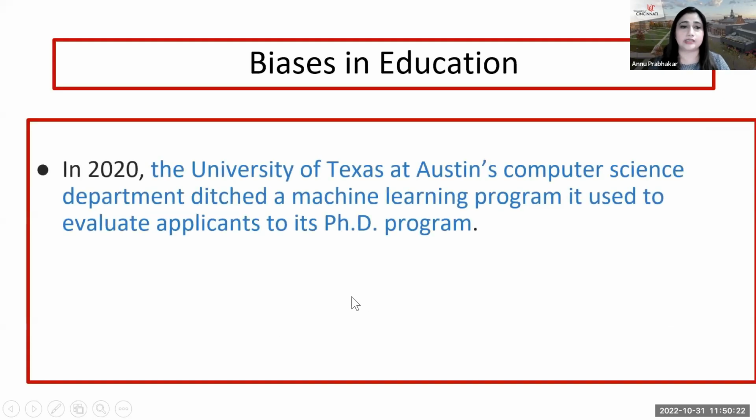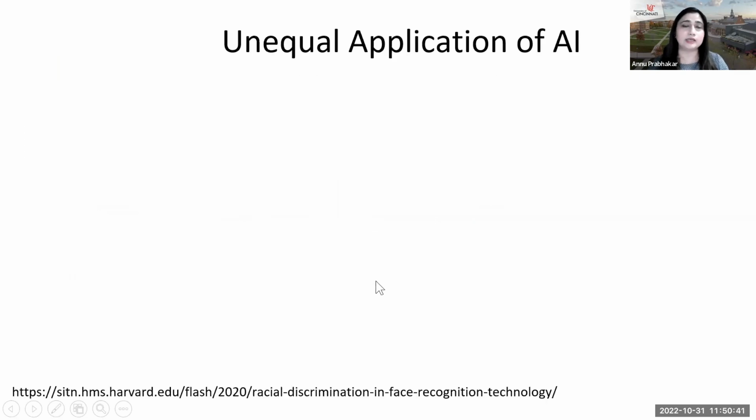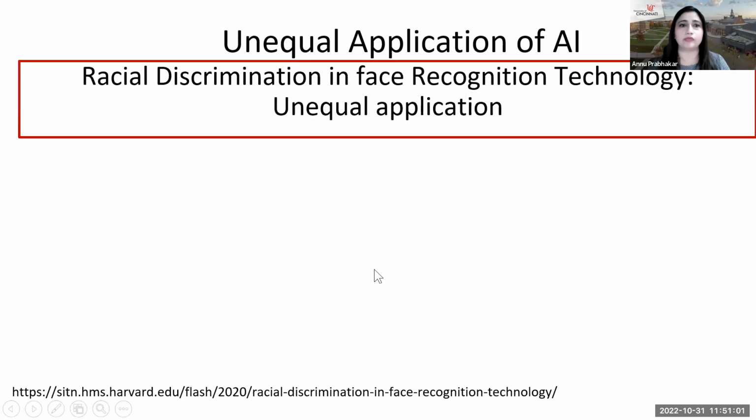So, biases in education. Recently, UT Austin had to ditch one of their PhD program admission algorithms because, of course, you guessed it, it didn't have a lot of previous data about a diverse population. Another very important thing to remember is that all these biases are in the data. Then people in power have to be mindful to apply AI equally to different populations. So unequal application of AI is another area of concern.